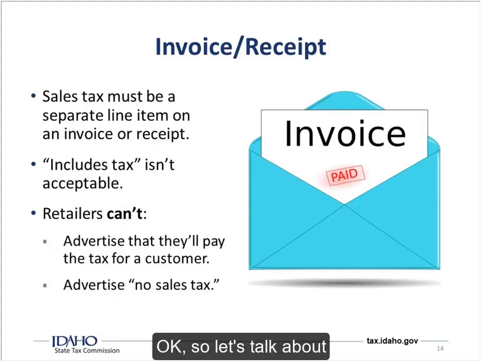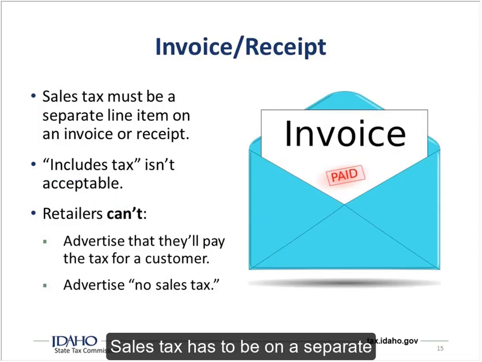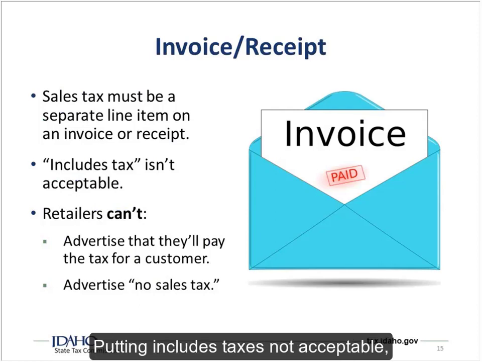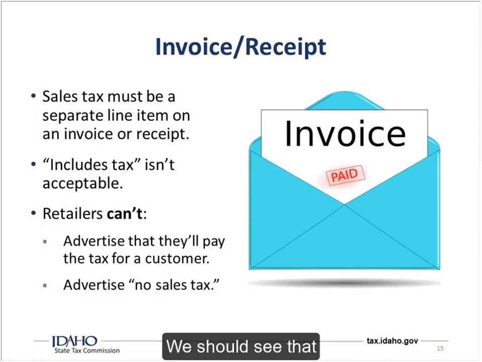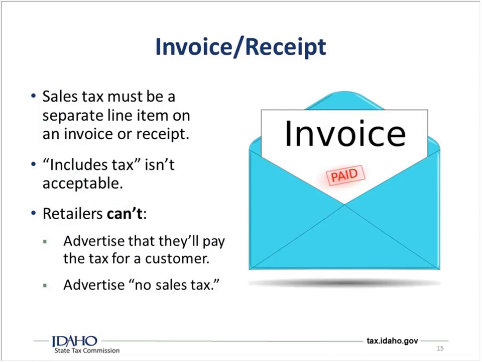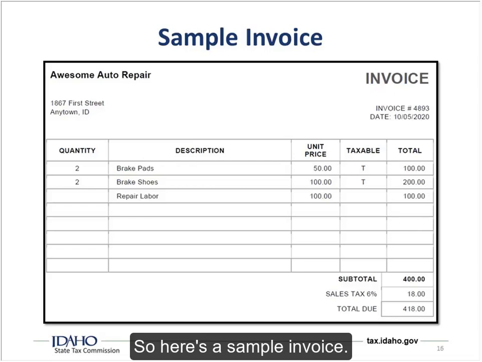Okay, so let's talk about invoices or receipts. Sales tax has to be on a separate line item on an invoice or a receipt. Putting in "includes tax" is not acceptable. And as a retailer, you can't advertise that you will pay the tax for the customer or advertise that there's no sales tax. So we should see that tax on actual receipts or invoices.